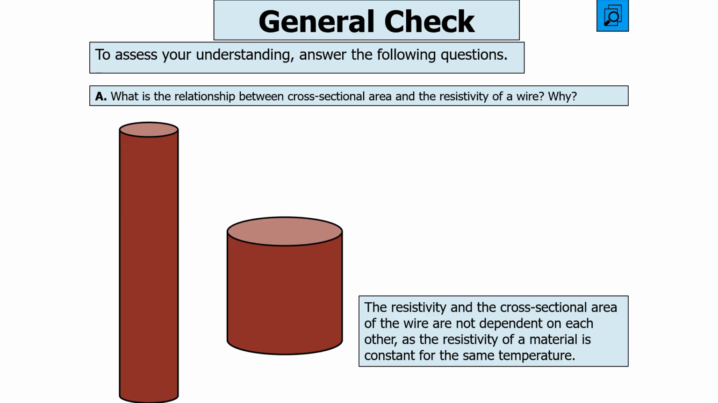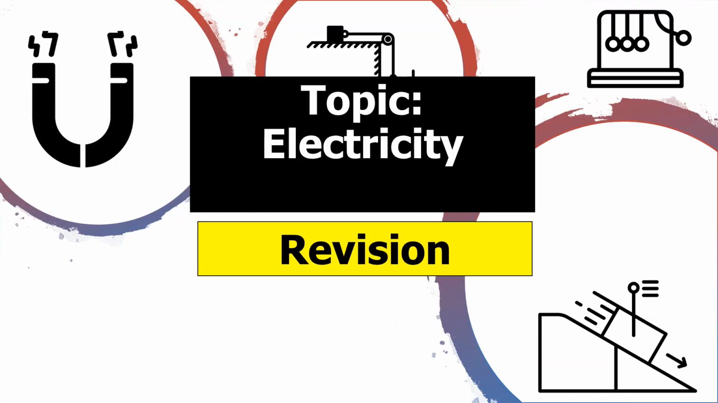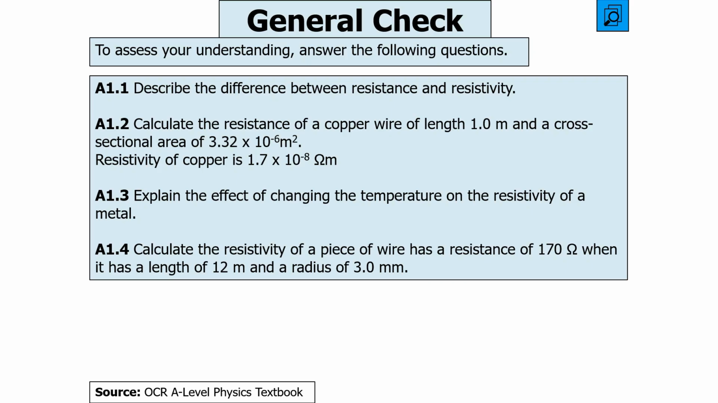So now we've looked at the general check questions on this concept, let's have a look at some exam-style questions. So to start us off, describe the difference between resistance and resistivity. Calculate the resistance of a copper wire of length 1.0 meters and a cross-sectional area of 3.32 times 10 to the minus 6 meters squared, where the resistivity of copper is 1.7 times 10 to the minus 8 ohm meters.